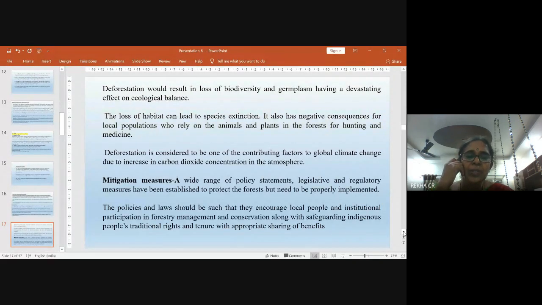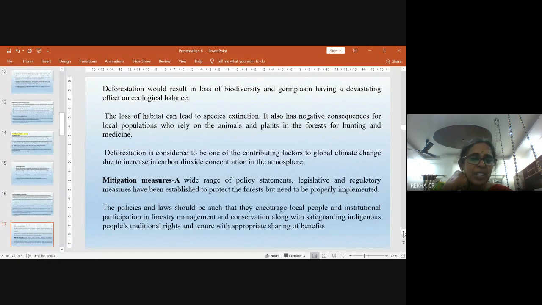So the loss of habitat, it leads to species extinction. It also has negative consequences for local population who depend on the animals and plants in the forest for hunting and medicine. So deforestation is considered as one of the contributing factors to global climate change due to increase in carbon dioxide concentration in the atmosphere.